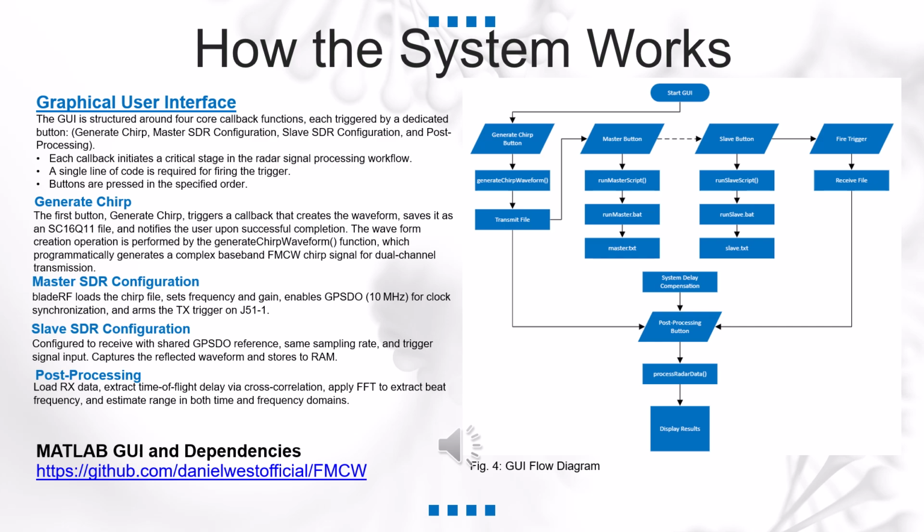Finally, the post-processing button performs signal analysis, including delay estimation and beat frequency extraction using the saved transmit and received SC16Q11 files. The graphical user interface displays time and frequency domain plots, start indices, and a heat map for visual representation. It also allows system delay offset compensation input from a text field.